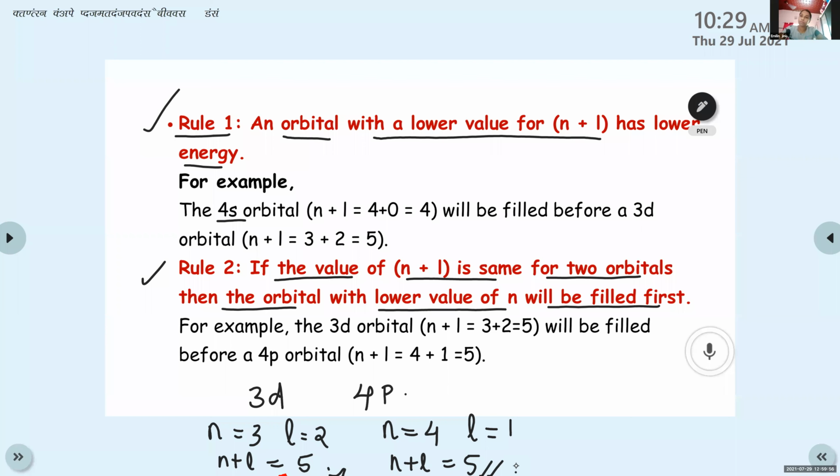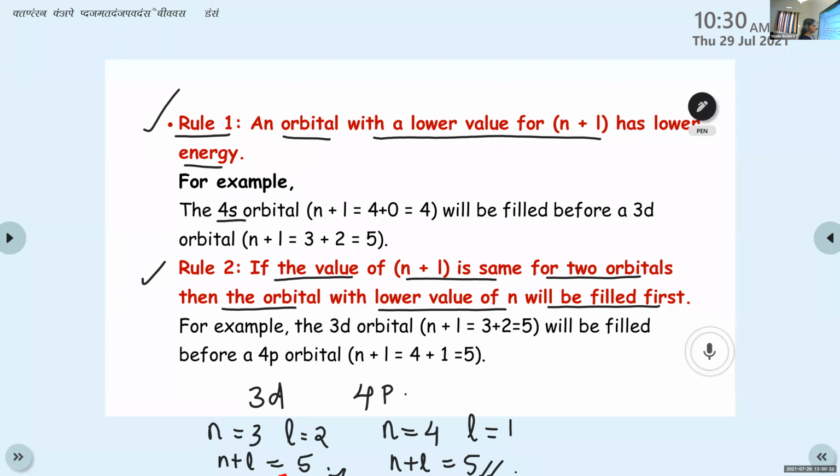Ma'am, will you repeat rule 2? Yes, Emmeline. Consider these two examples, 3D and 4p. When we calculate n plus L, both have the n plus L value 5, right? So, in the case of these two orbitals with the same n plus L value, the lower value of n will be filled first. In these two examples, 3D has the lower n value, which is 3, right? So, we will fill 3D, then move to 4p.